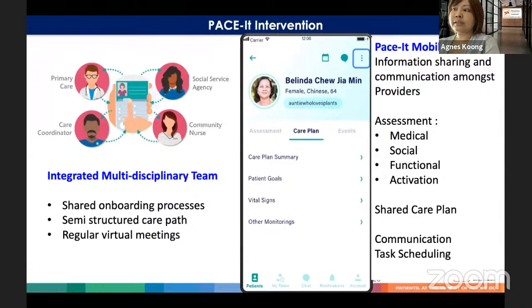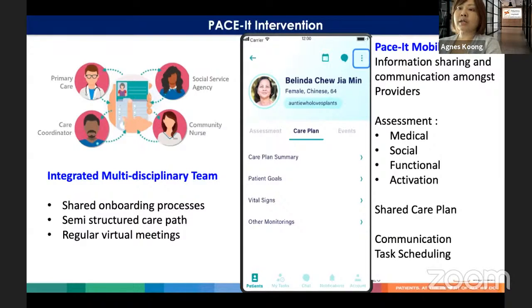So this model is being tested in an RCT, a mixed method, non-blinded RCT study at this point in time. And we are testing the effectiveness and the feasibility of this care model with the primary outcome of improving glycemic control, and secondary outcomes such as improving the quality of life, improving patient activation.